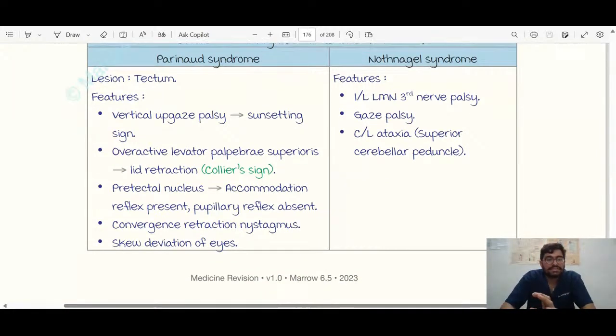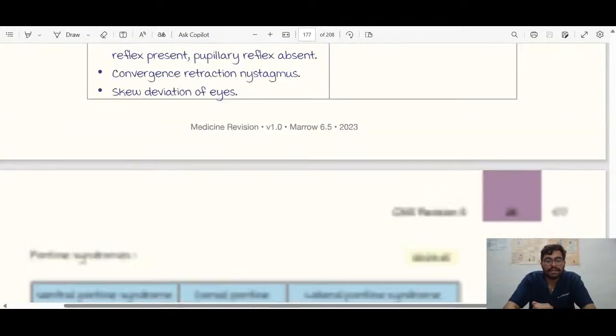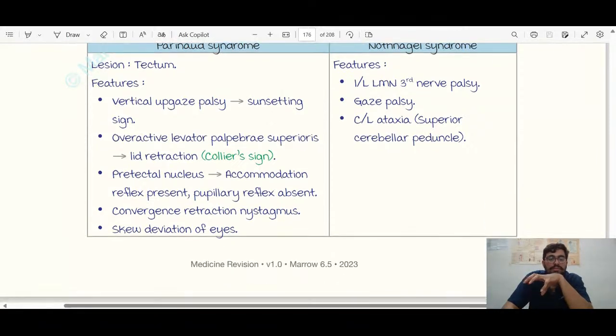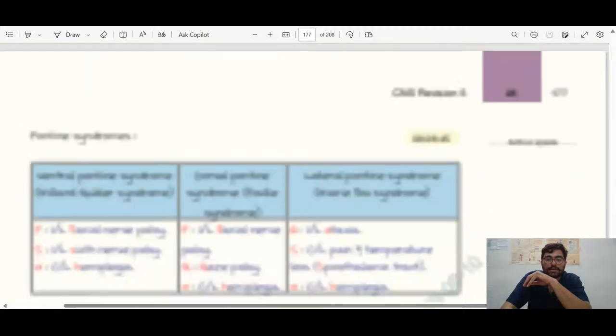So, lesions of the tectum: features are vertical upgaze palsy, sunsetting sign, overactive levator palpebrae superioris, lid retraction, Collier's sign, pretectal nucleus, accommodation reflex present, pupillary reflex absent, convergence retraction nystagmus, skew deviation of the eye. These are Parinaud syndrome. There will be a diagrammatic representation of Parinaud; you will remember it afterwards. Now, Nothnagel syndrome: here ipsilateral lower motor neuron third nerve palsy, gaze palsy, contralateral ataxia, superior cerebellar peduncle.